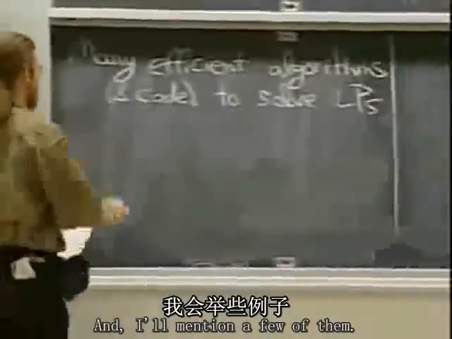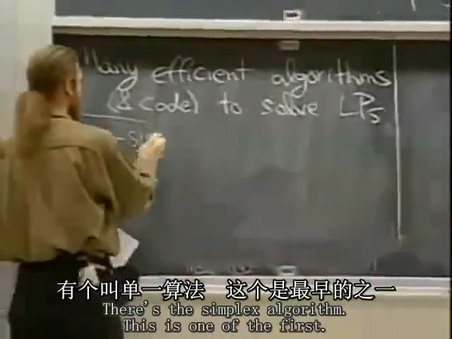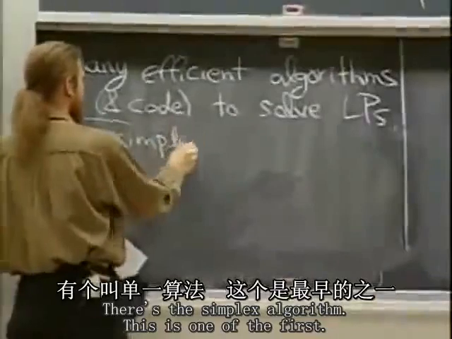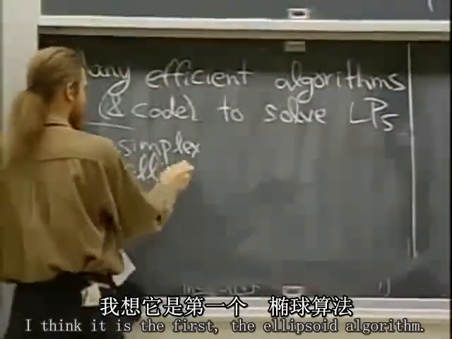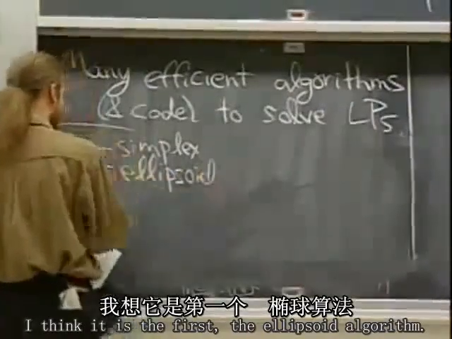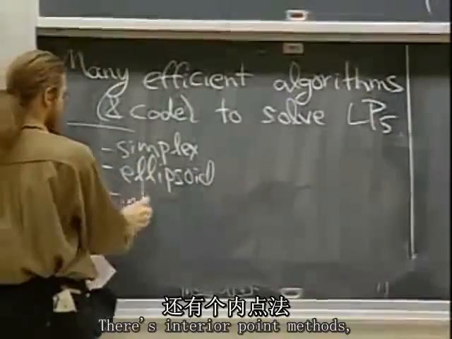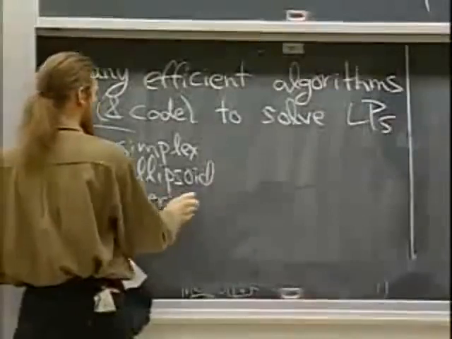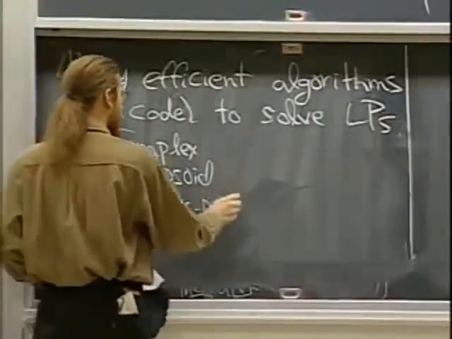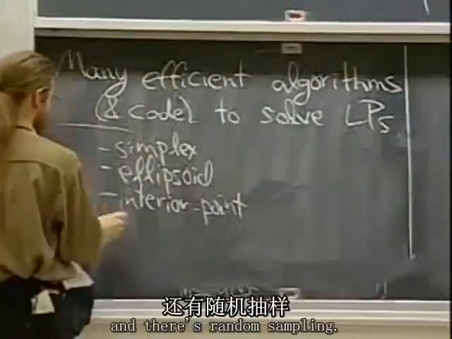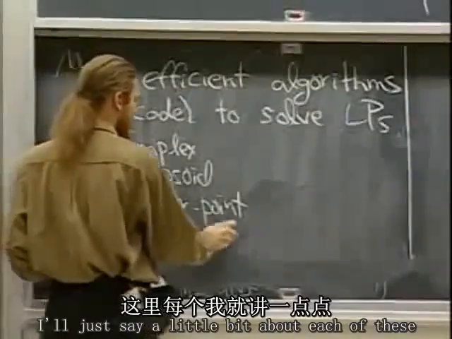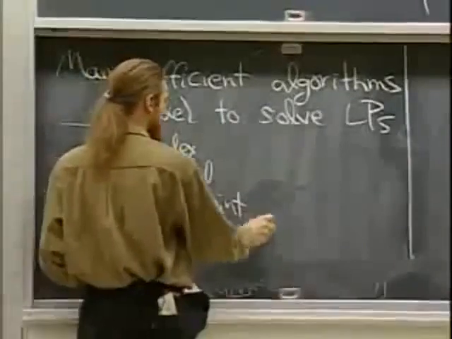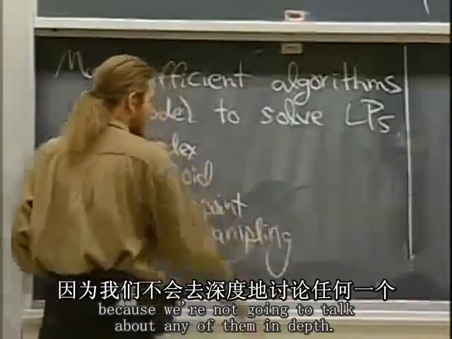And I'll mention a few of them. There's the simplex algorithm. This is one of the first. There's, I think it is the first, the ellipsoid algorithm. There's interior point methods. And there's random sampling. I'll just say a little bit about each of these, because we're not going to talk about any of them in depth.